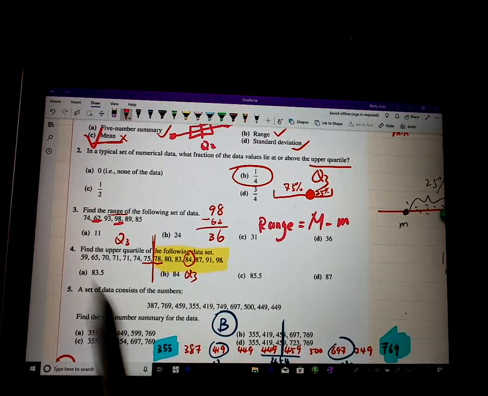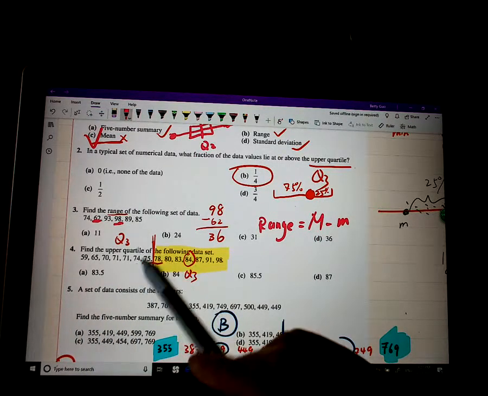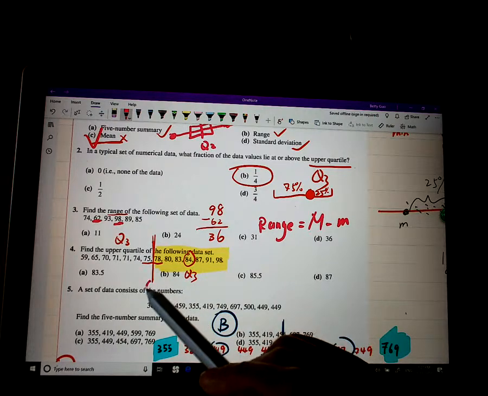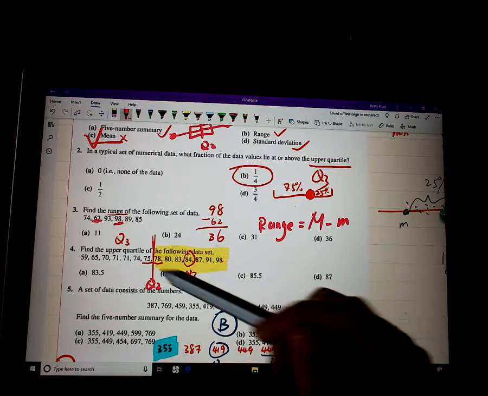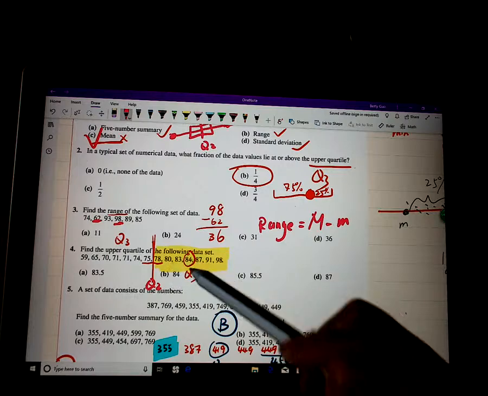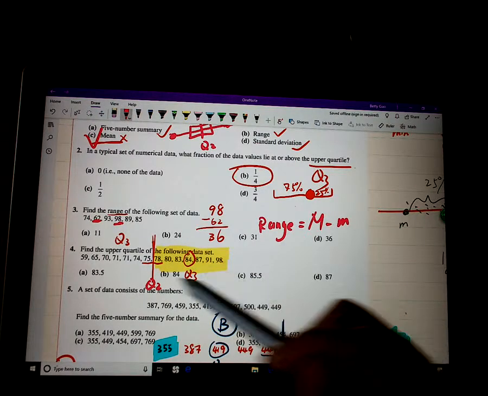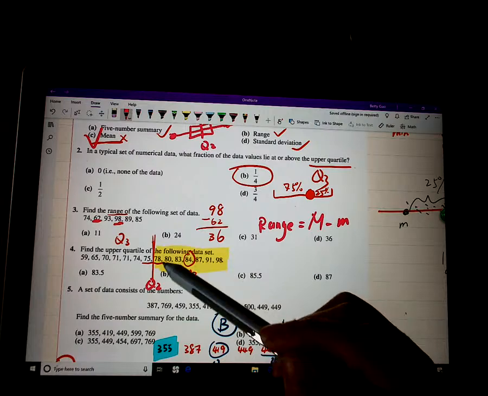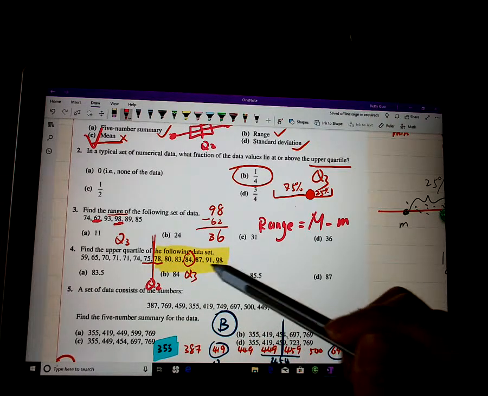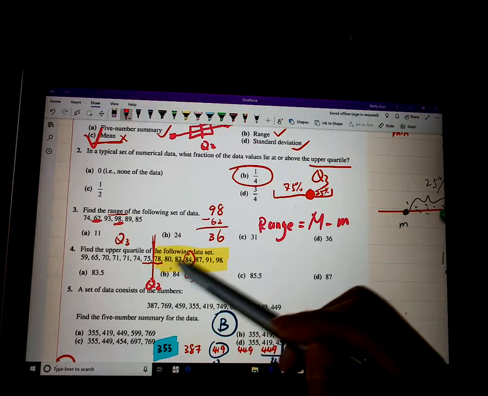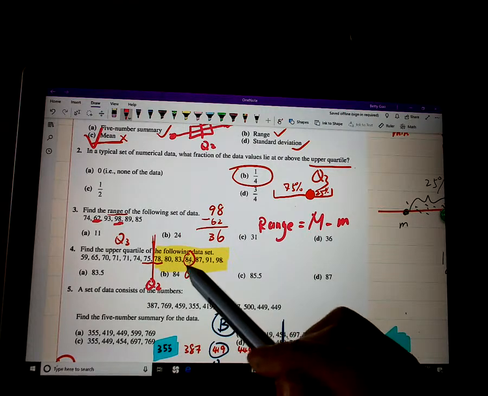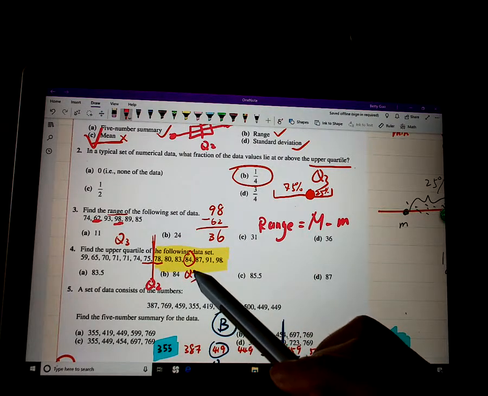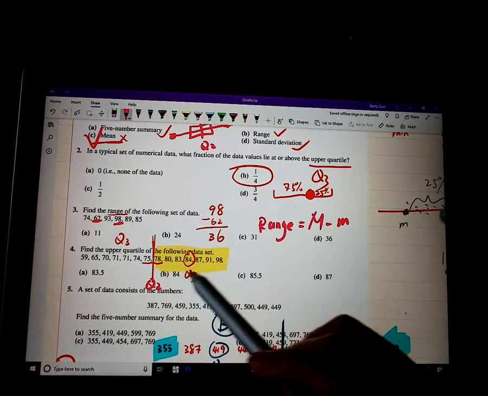Number 4, find the upper quartile, which is Q3, for the following data set. And we can see we are lucky that the data set is already sorted from the smallest to the biggest. And we can find the median. Median is right here, right? And for the upper half, the top half values, the middle of the top half would be Q3. We have 1, 2, 3, 4, 5, 6, 7 values. We remove the 3 smaller, we remove the 3 bigger, and 84 is in the middle. That is Q3, okay?